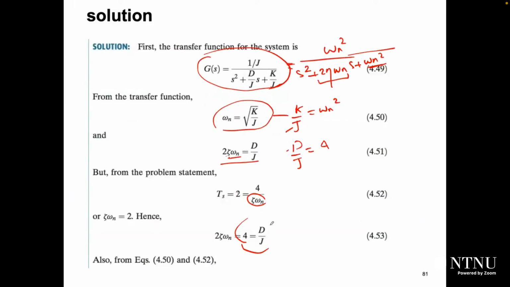So D divided by J equals 4. We can say that D equals 4J, for example. This is one equation. Substitute into this equation this value, D equals 4J.